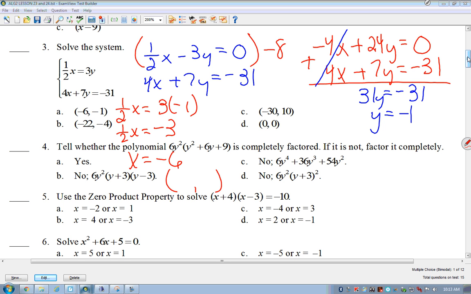So in terms of my answers, how do I put that into a coordinate pair? Negative 6, negative 1. That's the elimination method. It is possible that I might actually have to multiply both equations by numbers in order to get variables to cancel out.